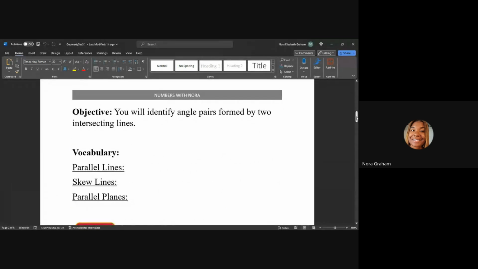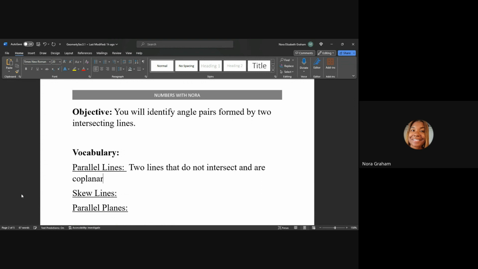So the objective of this lesson is identifying angle pairs formed by two intersecting lines. The first thing we're going to go through is vocabulary, because with mathematics, vocabulary is very important to understand your problems. Let's start with our first vocabulary word, which is parallel lines. Parallel lines are two lines that do not intersect and are coplanar. Coplanar is another vocabulary word that we used earlier in our chapters, and it just means that two lines or two points lie on the same surface or plane, right?